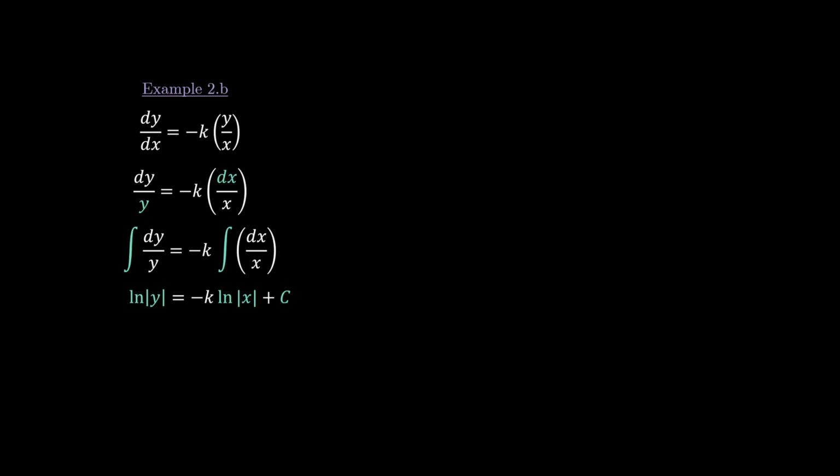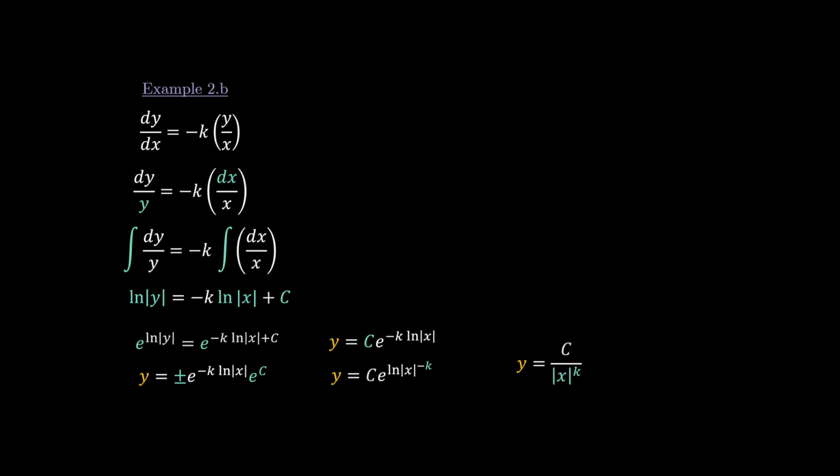We take e to the power of both sides. The e and the natural log cancel on the left side. Then we have the plus or minus, which is from undoing the absolute value. Now the plus or minus and e to the c can just be combined into one constant. By using the natural log property, we can move negative k to be a power of the absolute value of x. Now we can undo e and the natural log, and we're left with y equals c over the absolute value of x to the k. And this is our solution.